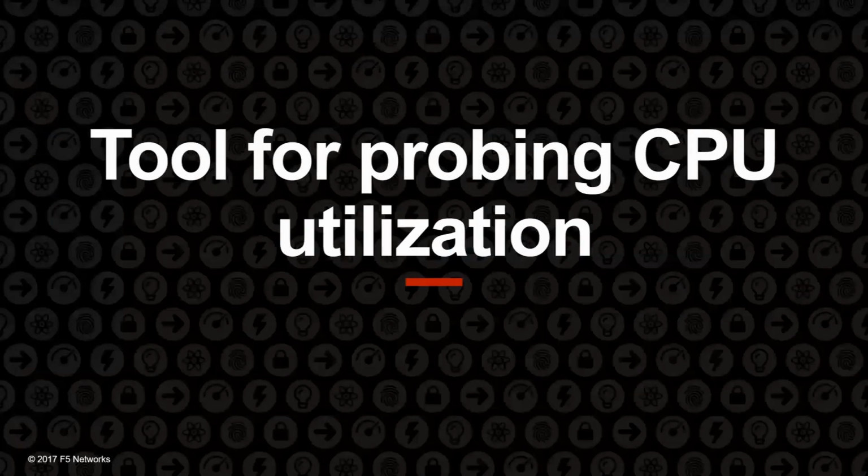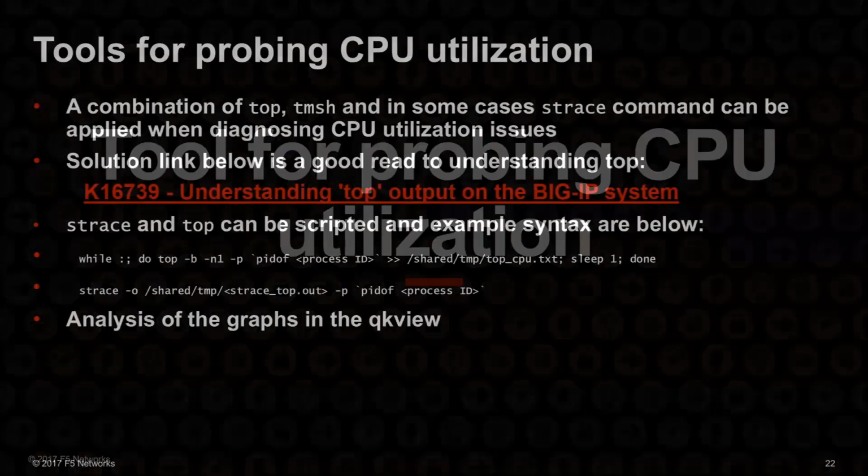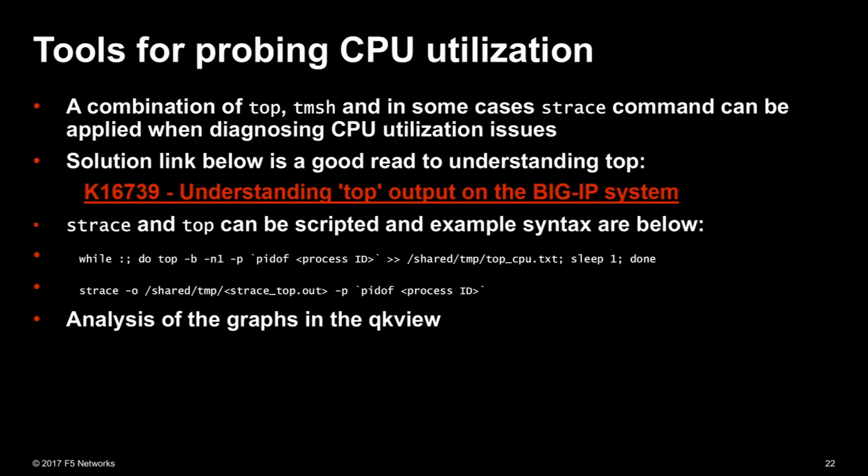So which tools do we have to test and troubleshoot CPU utilization? Basically, there's a combination of several. One is the top and TMSH commands. In some cases, you can also use the strace command. It can be applied to diagnose CPU utilization issues. There's also this solution article, which is very useful to understand how the top command works.